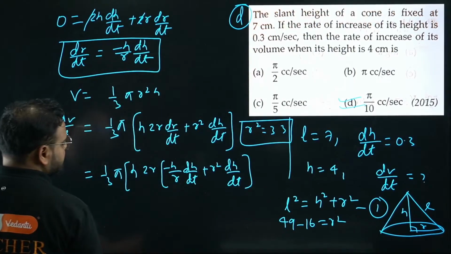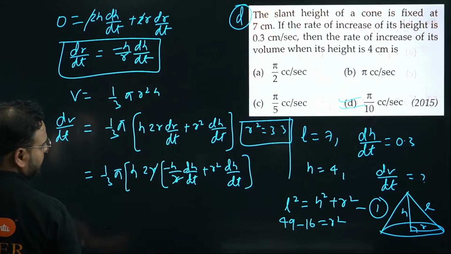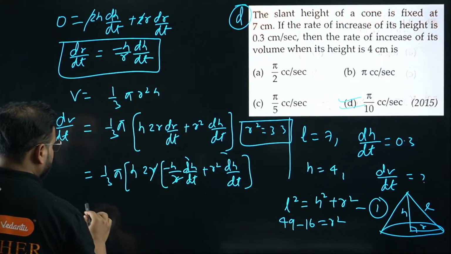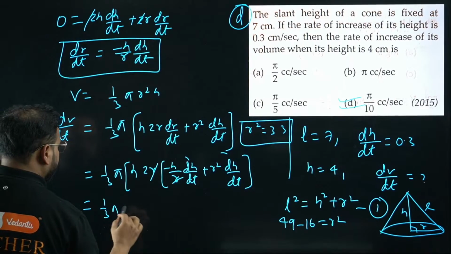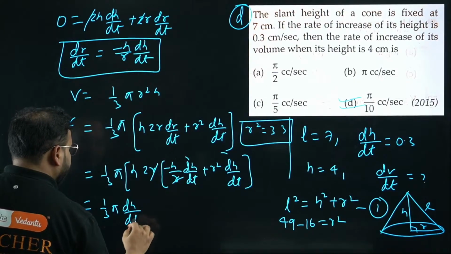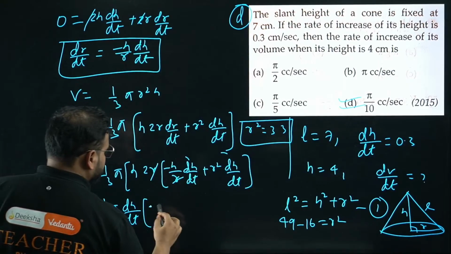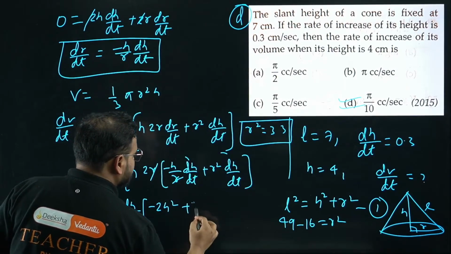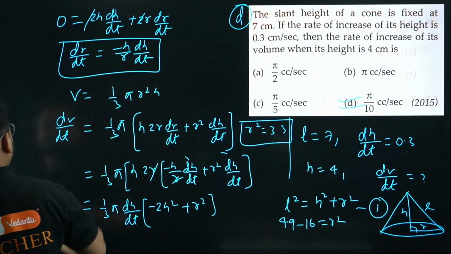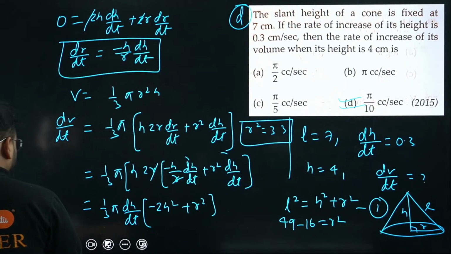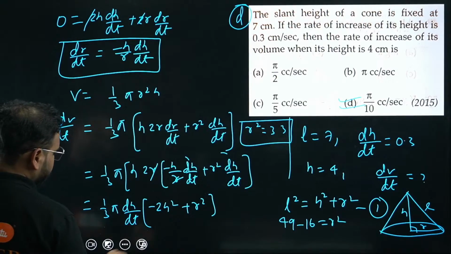I can see here r and r cancel. And I can take this value common. So I have 1 by 3 pi dh by dt times, minus 2h square plus r square. Please check the last result we're having.